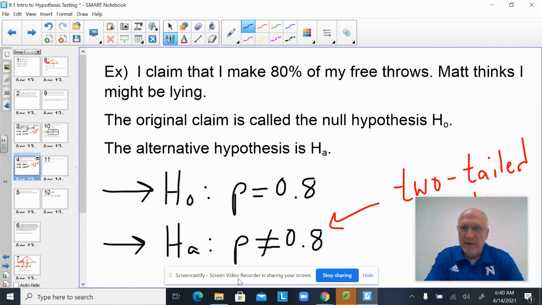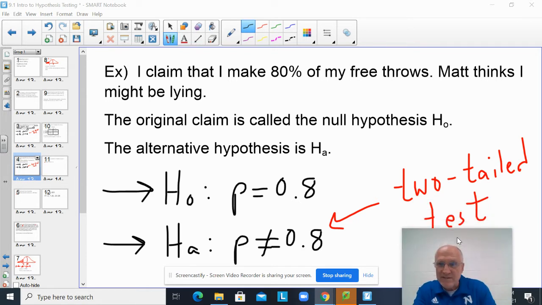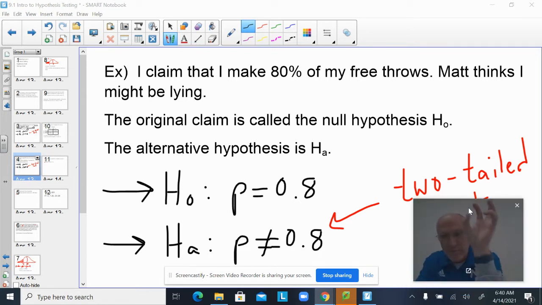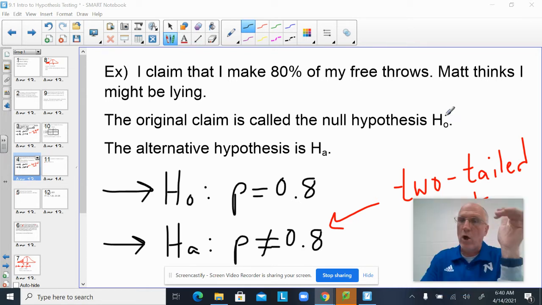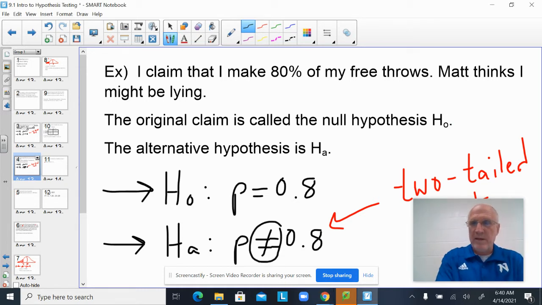And that's called a two-tailed test, because you're looking for evidence in either direction that the proportion or mean is wrong, as opposed to looking for evidence that it's either less than or greater than. So you have to read the wording of the problem carefully to make sure whether this symbol should be not equals, or less than, or greater than, depending on the context of the problem.